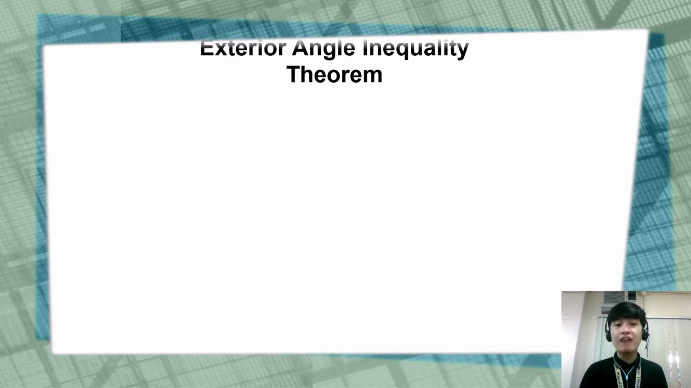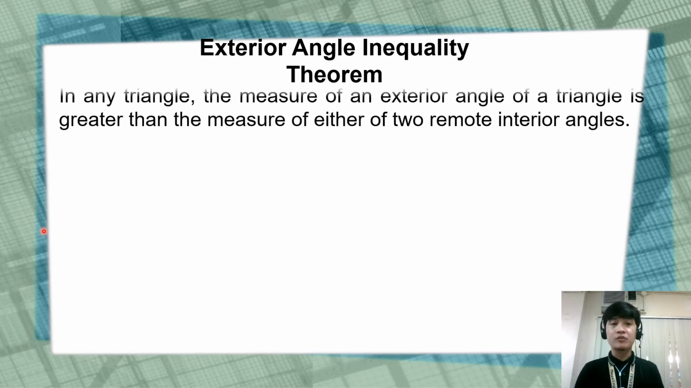Now this time, umpisahan natin sa unang inequality theorem sa triangle. So unang theorem natin sa triangle inequality, we have the exterior angle inequality theorem. So state muna natin ano bang sinasabi ng exterior angle inequality theorem. It states there that in any triangle, the measure of an exterior angle of a triangle is always greater than the measure of either of two remote interior angles.